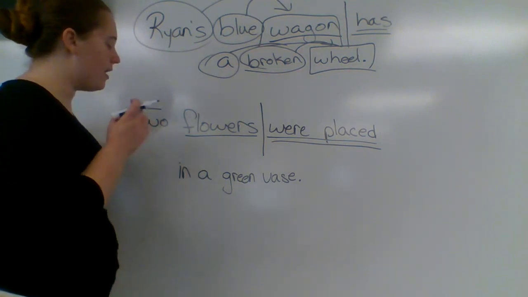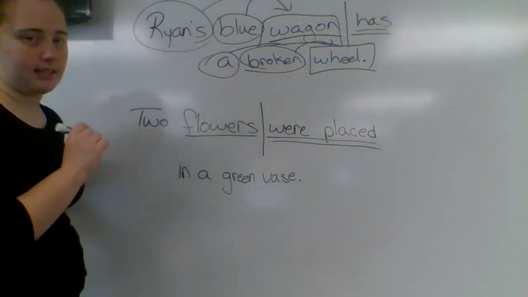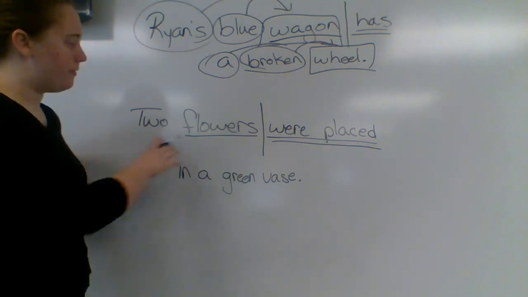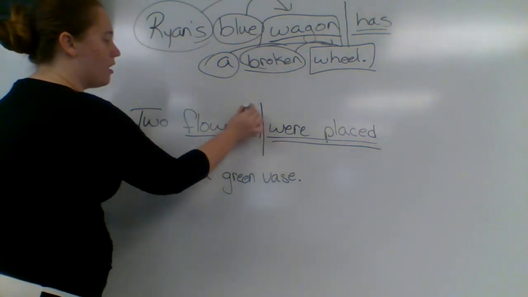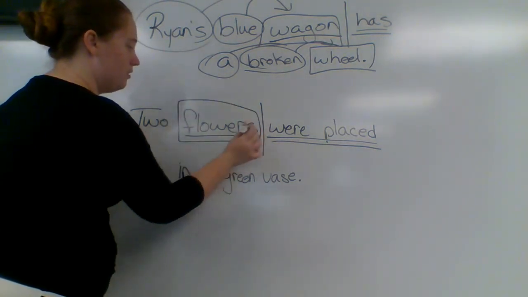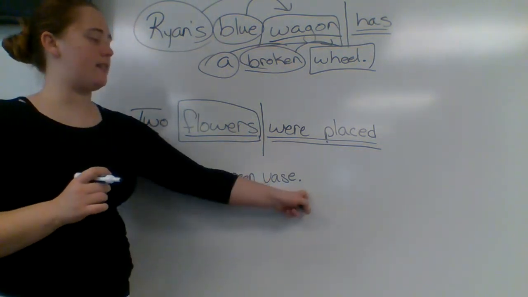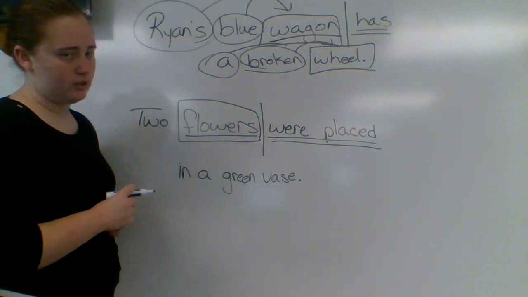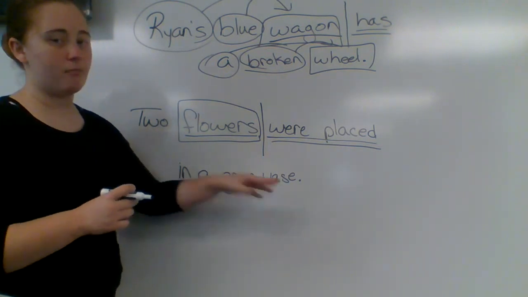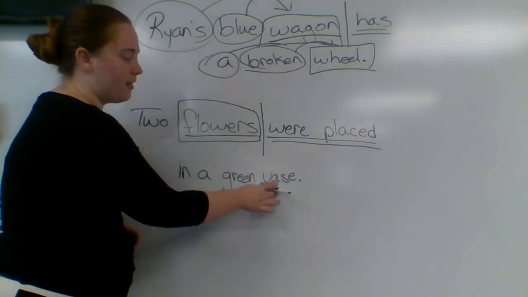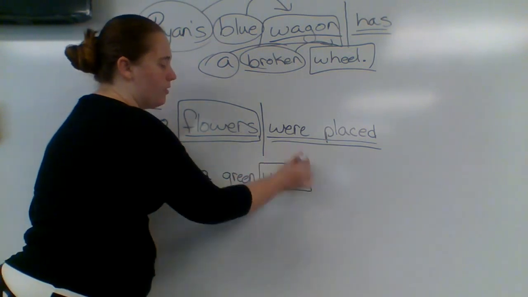And do I have any other nouns in this sentence? I know the word flowers is a noun, so that does need to get boxed. And I have in a green vase. There's a noun in there. That is vase. It's a person, place, or thing. It's a thing. Vase is a thing, so it gets boxed.